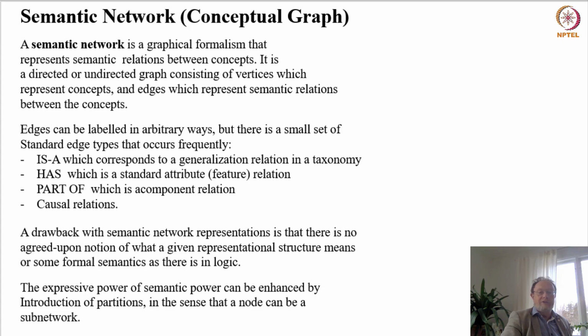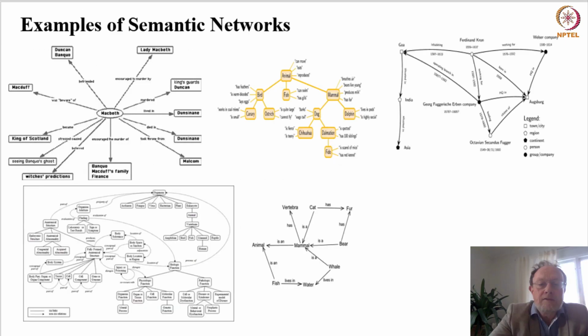There are also ways of expressing the basic semantic networks so that an edge not only relates to concepts, but an edge can be a network in itself, which means that you can express things like a person believes something, and something is not just a simple fact. It's a more complex situation, and that complex situation can in turn be represented by a network. So on this slide you see a few examples of semantic networks.